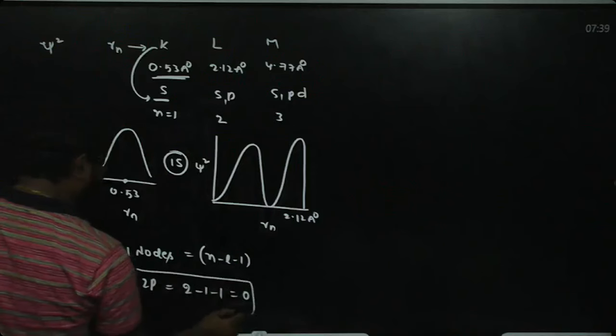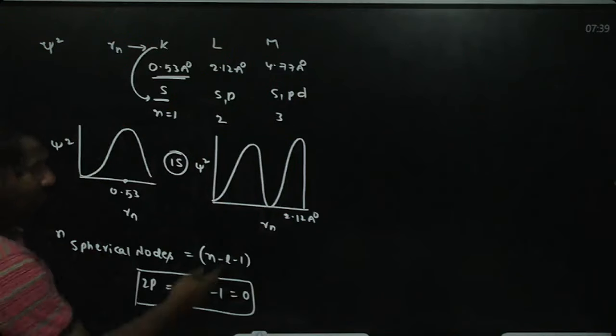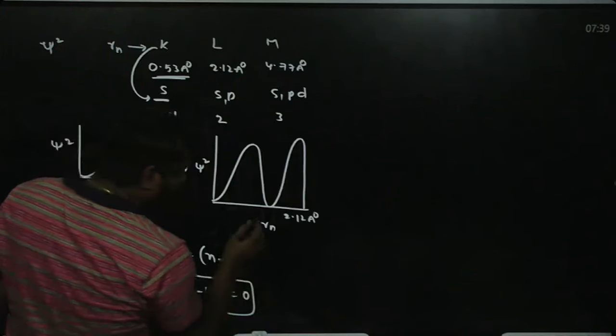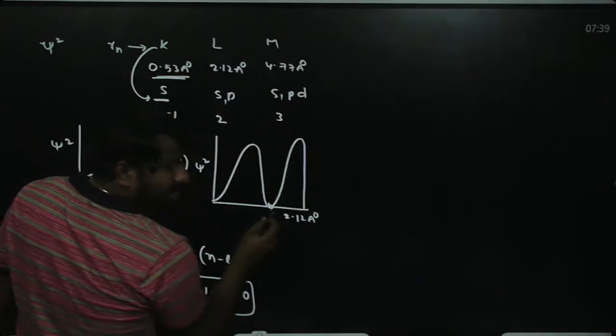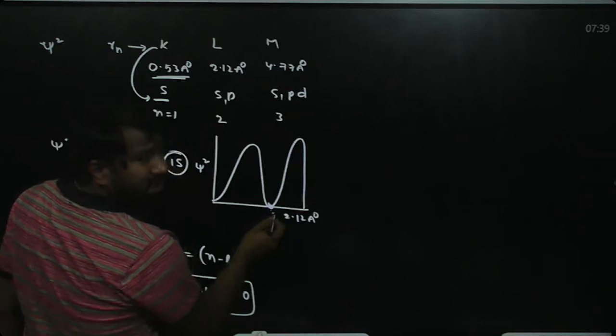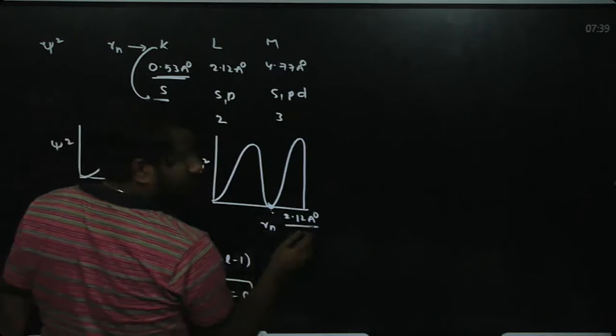Do we find any spherical node? Will there be any spherical node? But what is there in this graph? We have one spherical node here. What is psi square here? 0. That is called a spherical node. The spherical node is 1, at the distance 2.12.